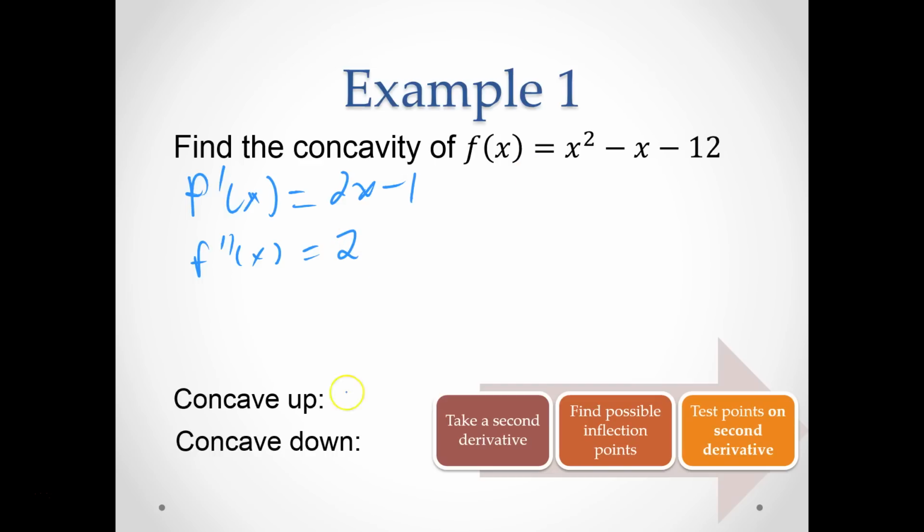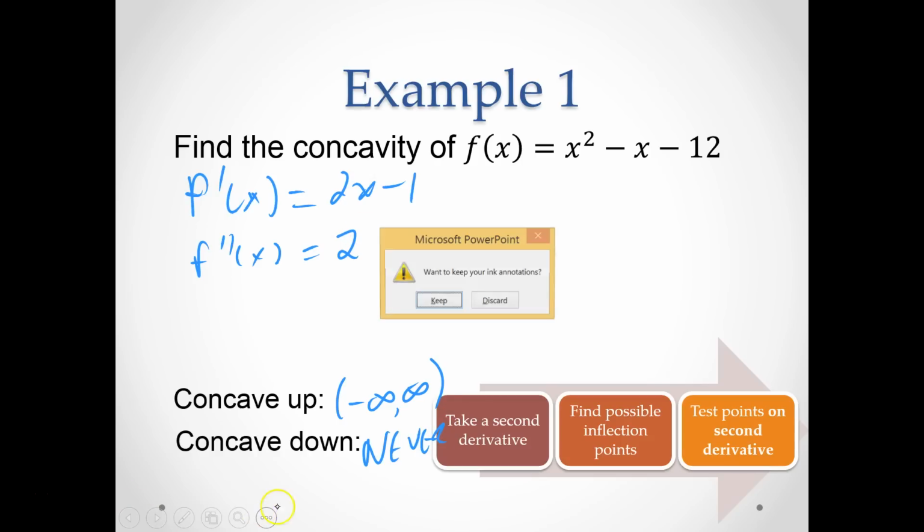Well, we know we're concave up if f double prime of x is positive. So if f double prime of x is positive, we're concave up, and it's concave down if it's negative. Our second derivative is always 2. So we're always concave up on negative infinity all the way to infinity. And it's never concave down, because our second derivative doesn't even depend on x. It's always 2. So let's see what's going on with this.